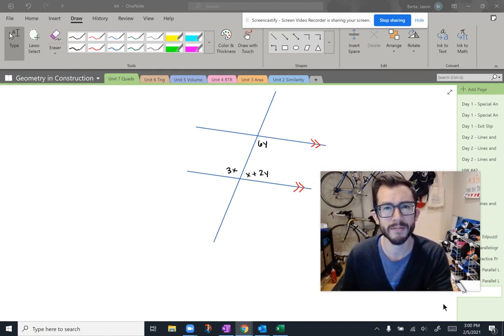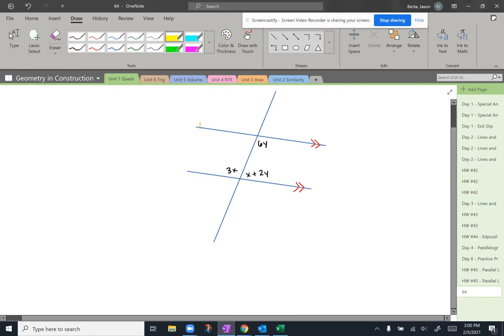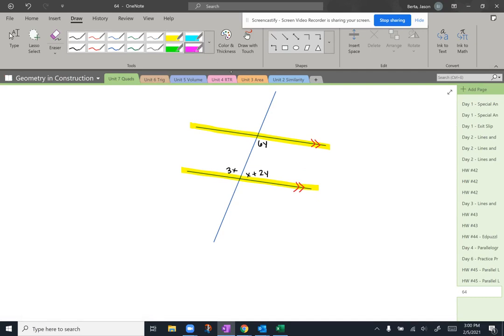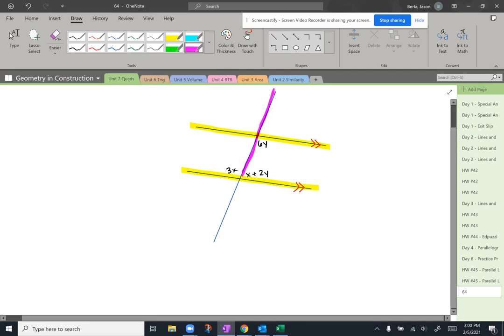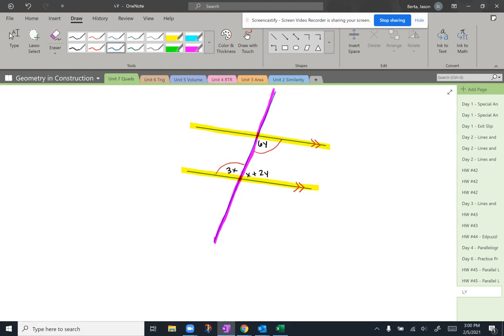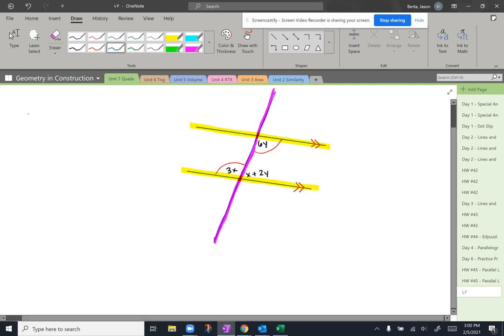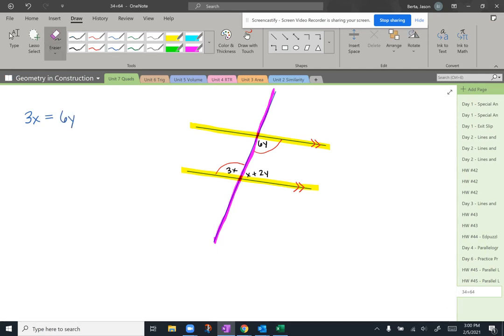This problem is kind of set up in the same manner. So here you can see I have two parallel lines that are cut across by a transversal. The first equation I can set up is done by looking at these two angles. I see those are alternate interior angles, and so I know they're going to be congruent. When they're congruent, I can set up an equation so that 3x, which is the measure of one angle, will be equal to 6y, which is the measure of the other.